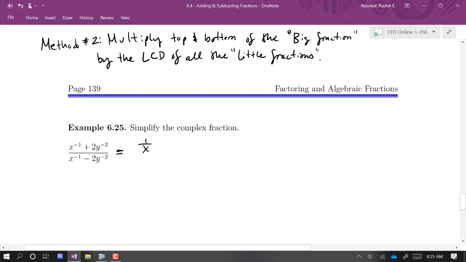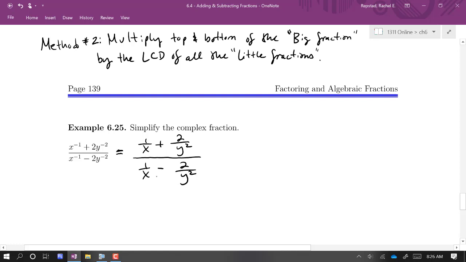What I know is that x to the minus 1 is its own fraction. It's 1 over x. And then 2y to the negative 2. Note that the negative 2 exponent is only on the y. It's not on the coefficient of 2. So that is the fraction 2 over y squared. And the bottom, we've got the same fractions here, but we're just subtracting instead of adding. So we've got 1 over x minus 2 over y squared. So look, if you have negative exponents in a fraction, that means you have fractions within fractions. It is not simplified, and we want to make sure that we go through the process to simplify it.